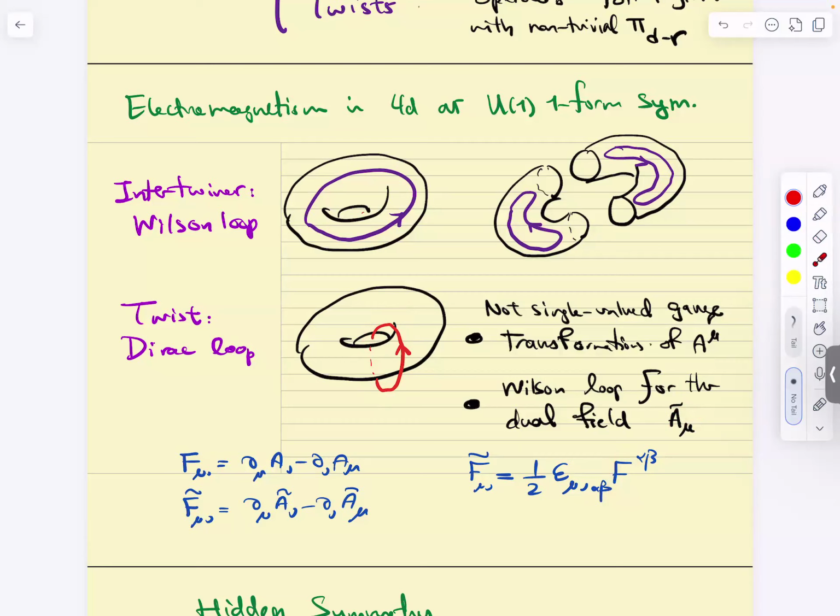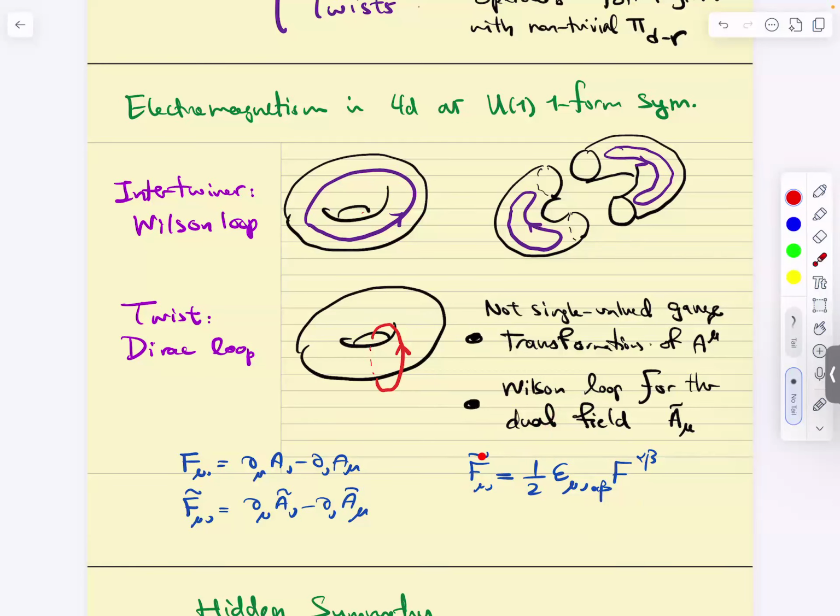Here's how to define the dual field. You have the A mu. From A mu, you define the field strength. From the field strength, you calculate this: you contract it with the covariant 4-index totally antisymmetric tensor. This is what it means to talk about the Hodge dual in flat space.